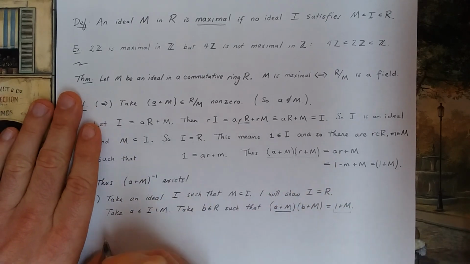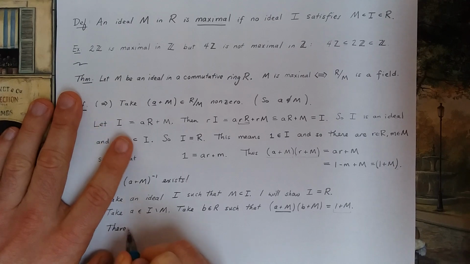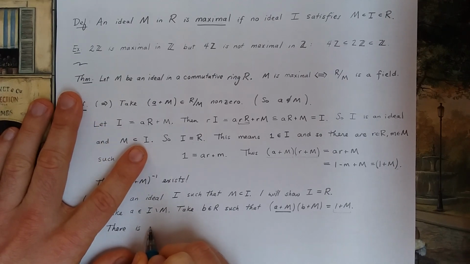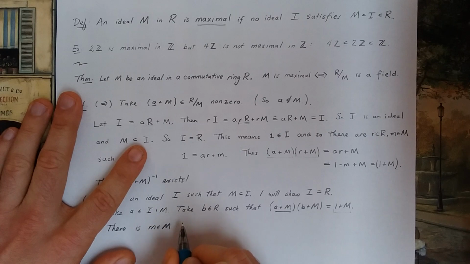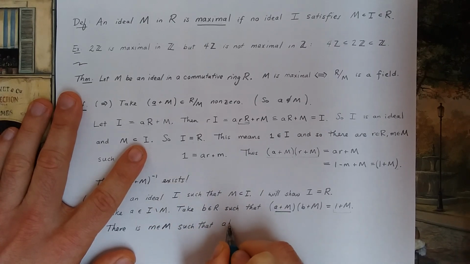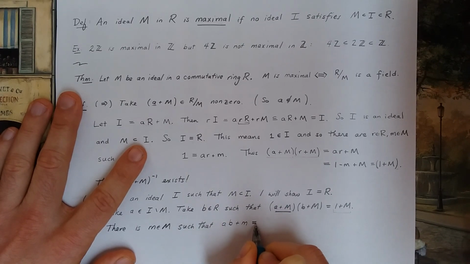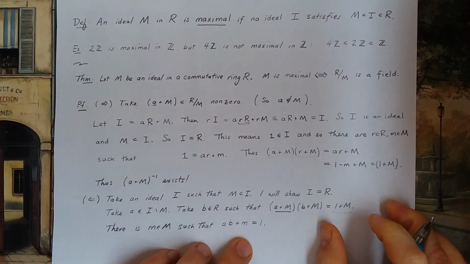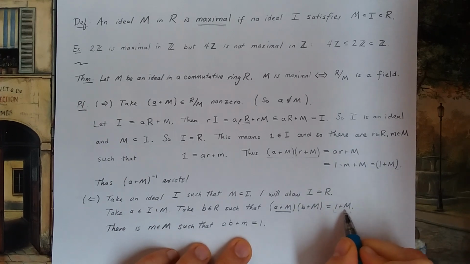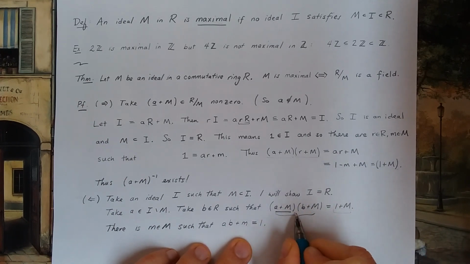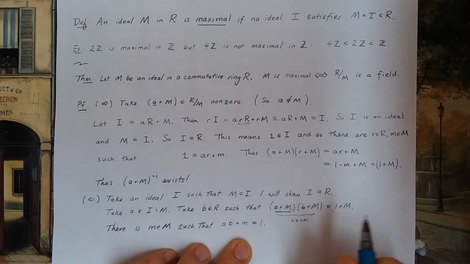So that means there is an element m in my ideal such that ab plus m is equal to 1. How am I getting that? The 1 is in this set, and this, if you do the multiplication in the factor ring, is ab plus M. So I could write 1 as ab plus something in M.